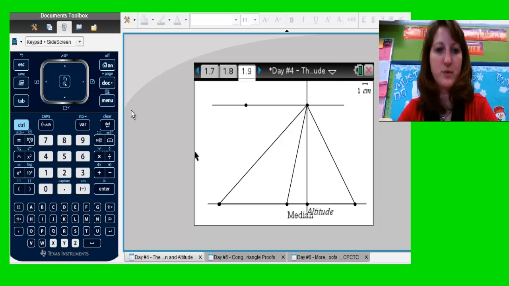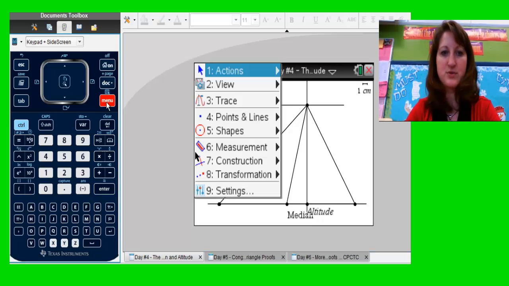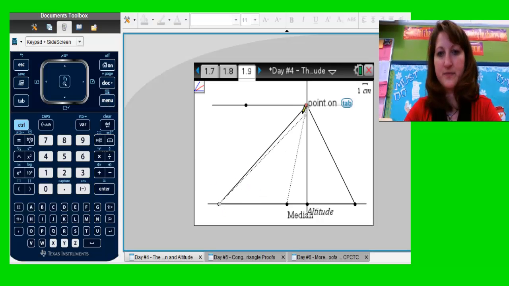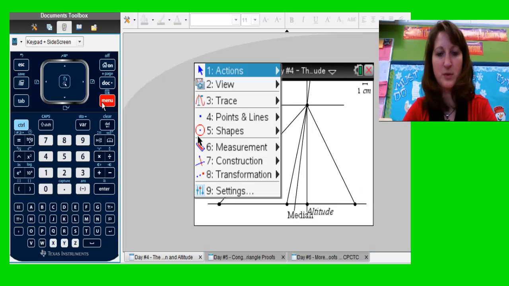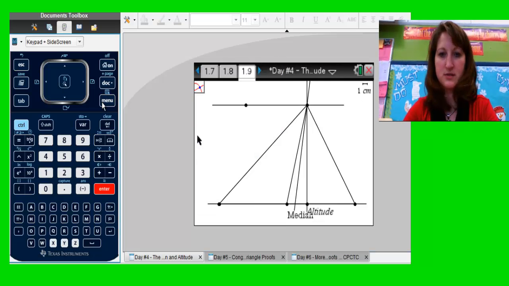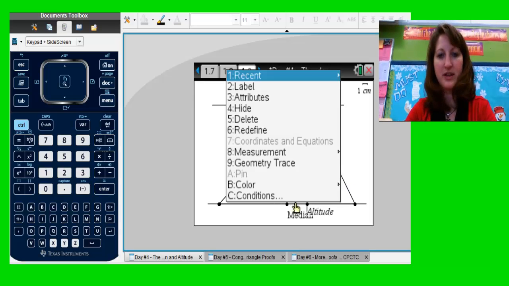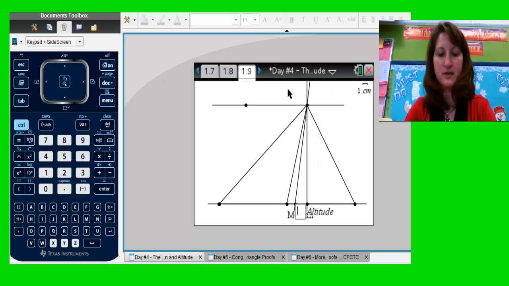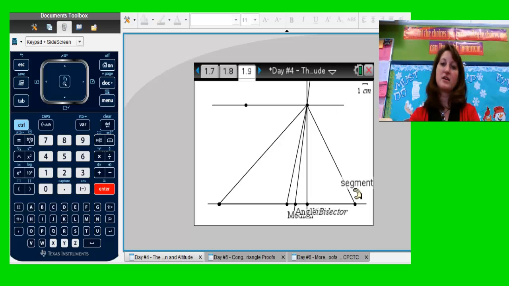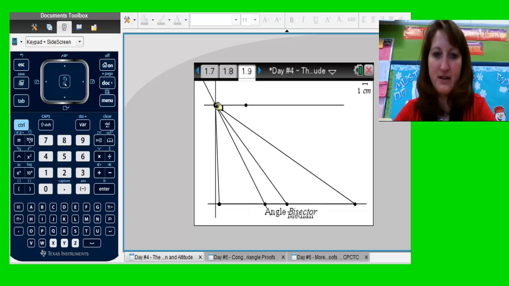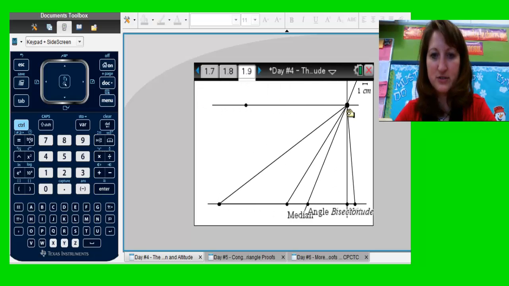And then the last one that we want to construct is the angle bisector. So again, construction, angle bisector, and then we have to outline that angle. So I'll put a point where the angle bisector meets that side, and then I will label it as the angle bisector. Alright, so now what I have here are three segments. I have the median, I have the altitude, and I have the angle bisector.